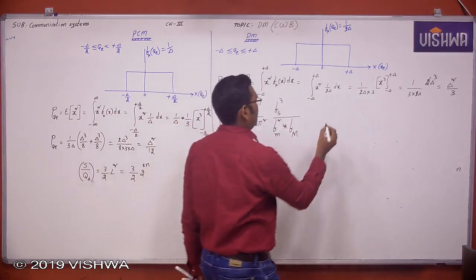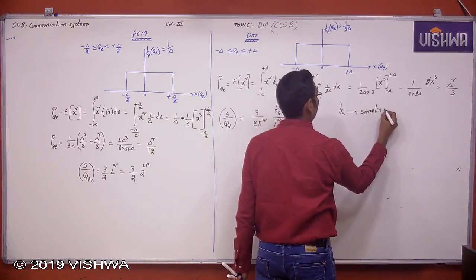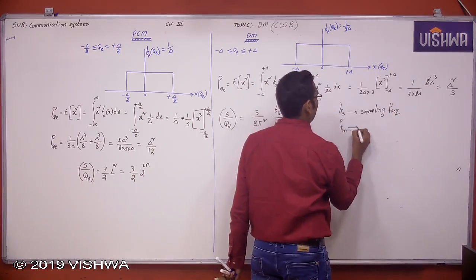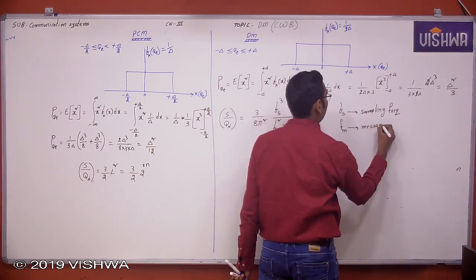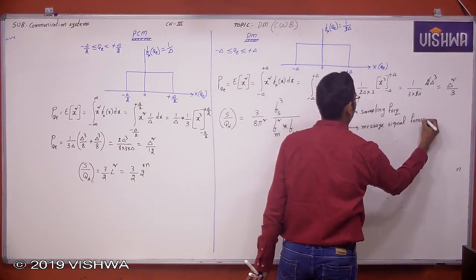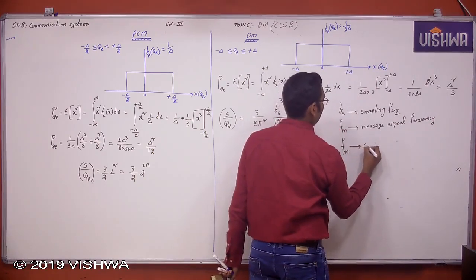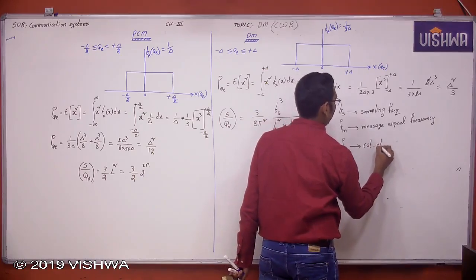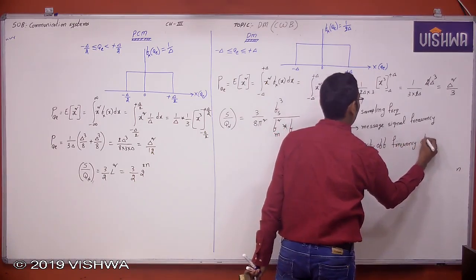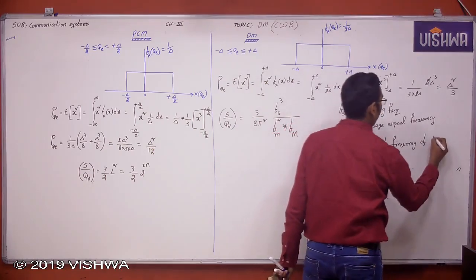Now Fs is sampling frequency. Small fm is message signal frequency. Capital FM is the cutoff frequency of the low pass filter.